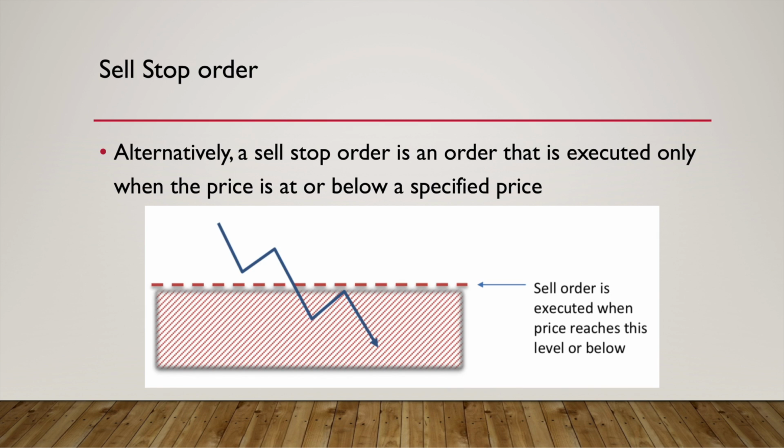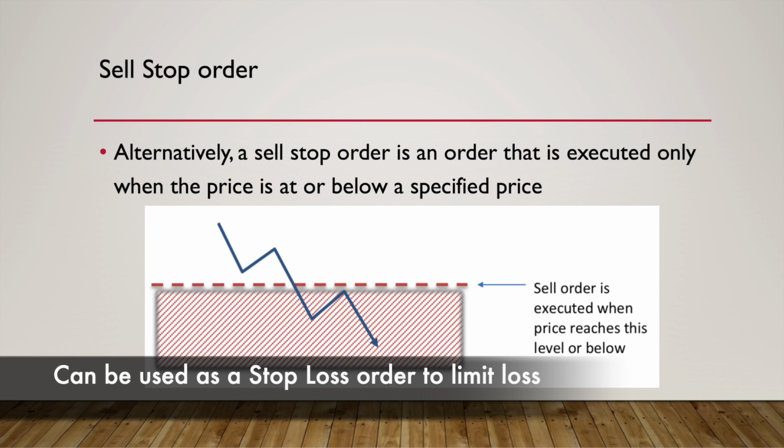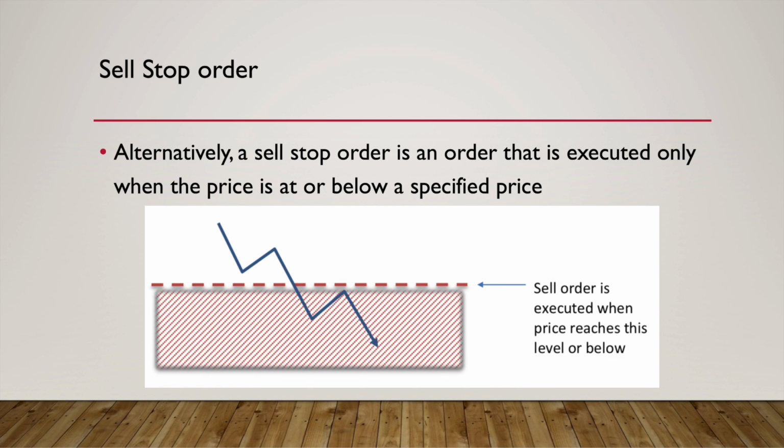Alternatively, we have the sell stop order, which is an order that will be executed only when the price is at or below a specified price. The sell stop order can also be used as a stop loss order to limit loss. If the price goes below the sell stop level that you set, then the shares will automatically be sold at that level or below it.